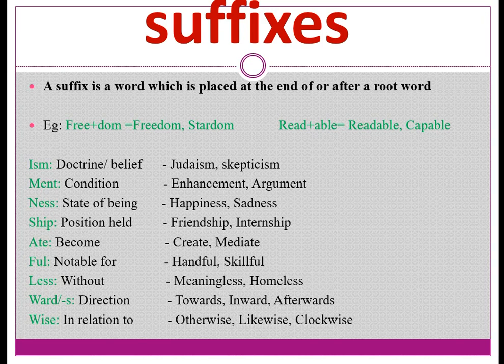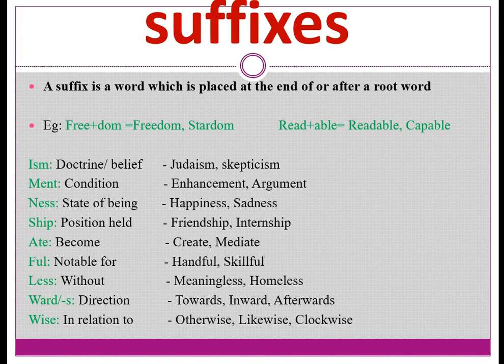Okay, then the next example is ism. That means doctrine or belief. So it's Judaism or skepticism. The next example is ment. Ment means condition. So here the examples for the ment suffix are enhancement, augment, or you have a number of examples over here, punishment, etc.